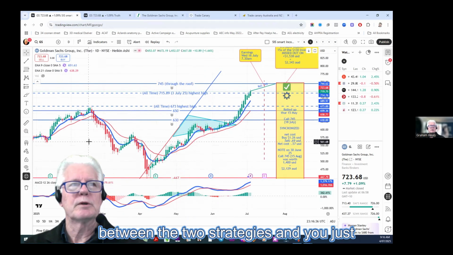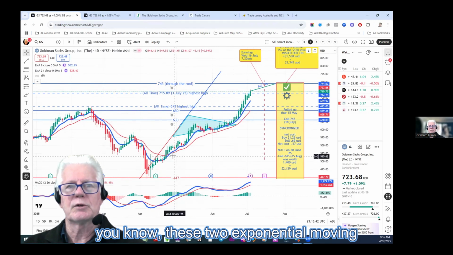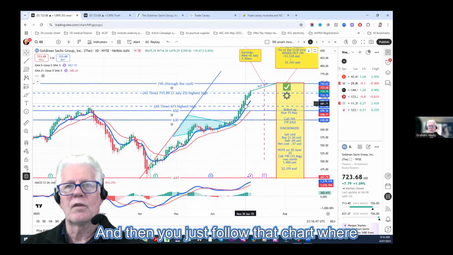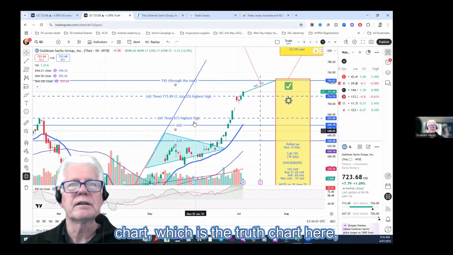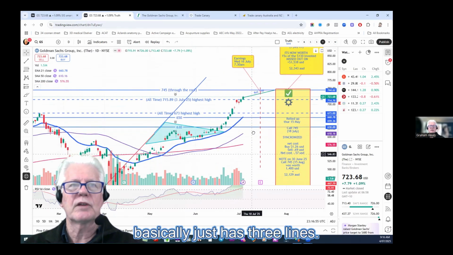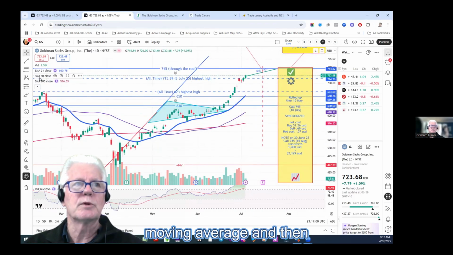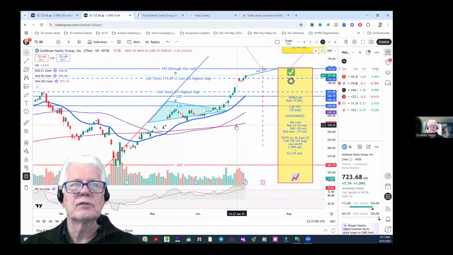But there is a difference between the two strategies, and this one here is basically based on these two exponential moving averages crossing over, and then you just follow that chart, where the other chart, which is the truth chart, this one here, basically just has 3 lines. One line, of course, is a 21-day exponential moving average, and then the 50-day simple moving average, and then the 200-day simple moving average.